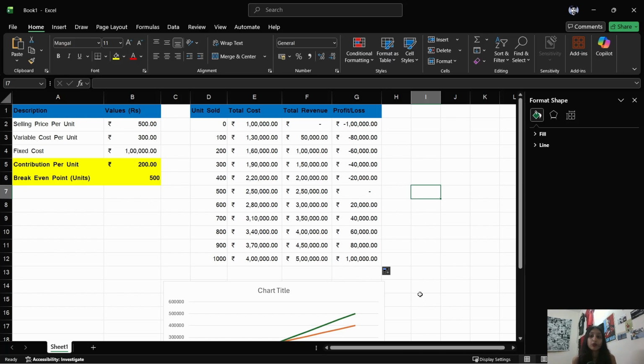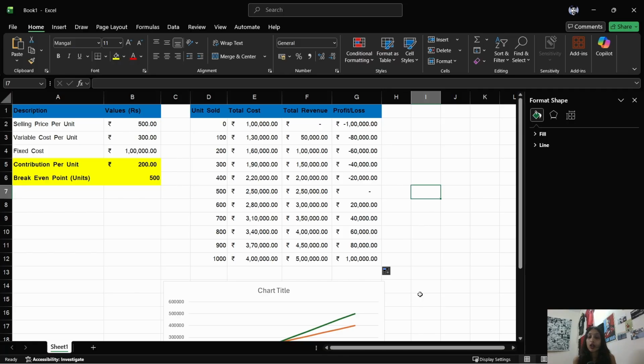The break-even point is 500 units. This means the business must sell 500 units to cover all its cost. If the company sells more than 500 units, it will make a profit. Every extra unit adds 200 more profit. If it sells less than 500, it will make a loss.